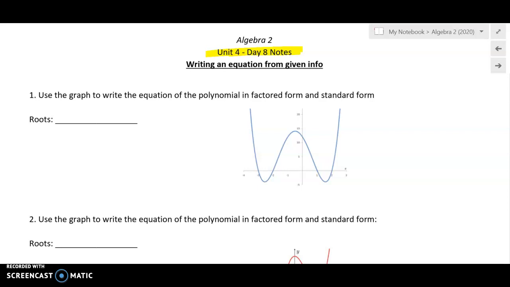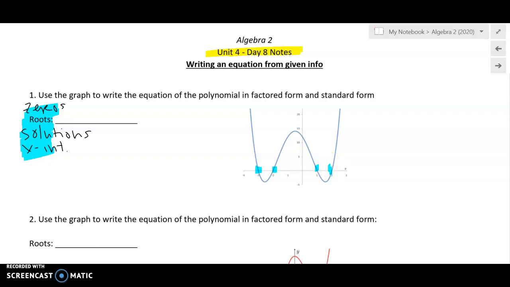Use the graph to write the equation of a polynomial in factored form and standard form. Factored form is when it's all separated out, binomial, binomial, binomial, and standard form is when we multiply it. So that day on multiplying is going to come back around. The first thing to do, the easiest thing to do, is to identify the roots. Again, I said this in a video before. Roots is the same thing as zeros, is the same thing as solutions, is the same thing as x-intercepts.